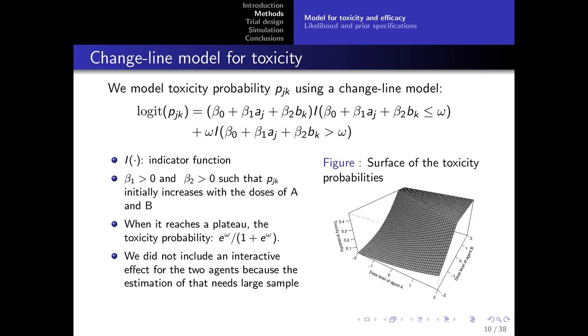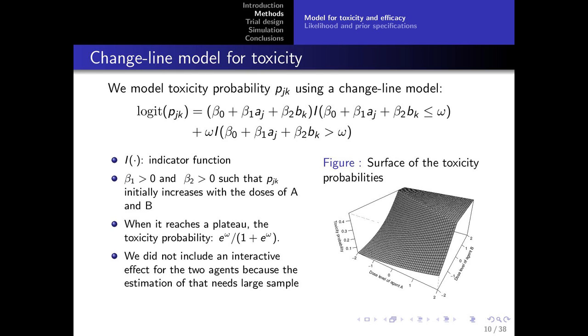Page 10. So here, to model the toxicity, we use a change line model. If you look at the equation, PJK is the toxicity of the dose combination J and K. The first term in the parentheses is essentially the linear term. It describes how the toxicity increases with the dose AJ and BK. The difference from the standard model is that here we have an indicator function. If beta 0 plus beta 1 AJ plus beta 2 BK is less than a certain threshold, the first term turns on and the second term turns off. In this case, it's just the standard linear logistic model.